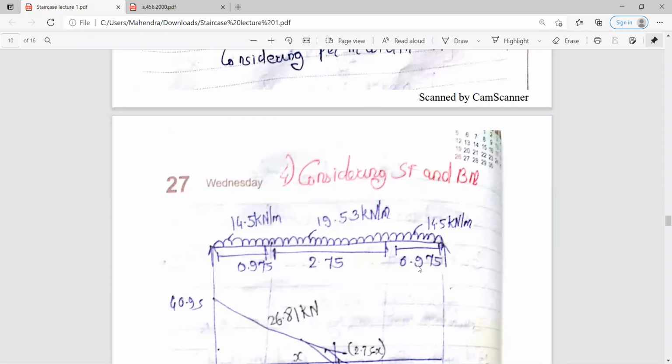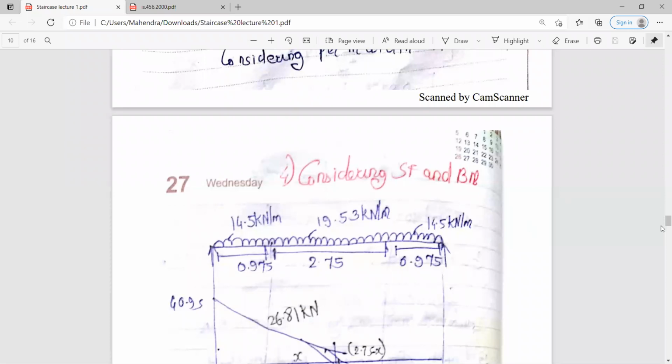0.975 into 0.975 divided by 2 plus this distance, that is this 2.75 plus 0.975. After that, which one will you take? You will take this 19.53 load. So 19.53 into 2.75 into 2.75 divided by 2 plus this distance, that is plus 0.975. Then again you are going to consider this load, that is 14.5 into 0.975 into 0.975 divided by 2.